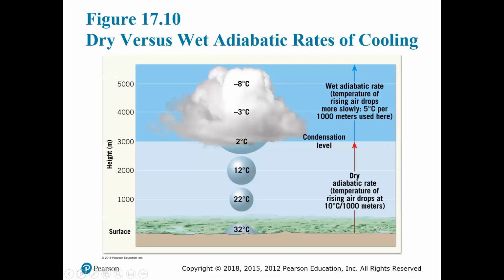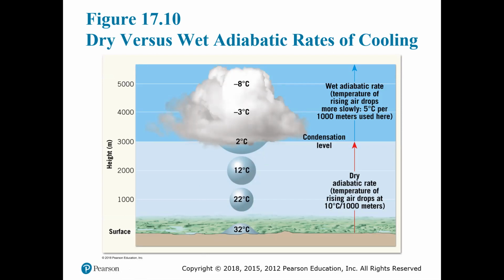So here is the figure. This is on page 525 in your book, and this shows us dry versus wet adiabatic rates of cooling. So we've got our parcel of air, here in the middle. Let's compare the dry adiabatic rate versus the wet adiabatic rate. Atmospheric pressure decreases with height. Remember, we talked about that in the last chapter, that as we go higher and higher, the atmospheric pressure drops. And that's why it's harder to take in breaths as you get higher and higher.